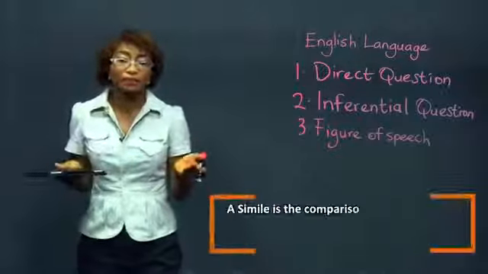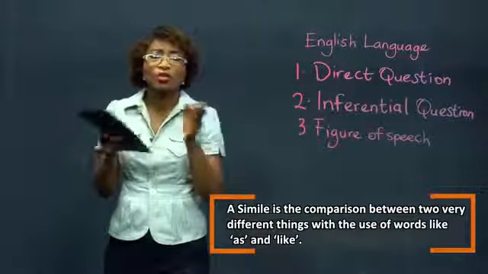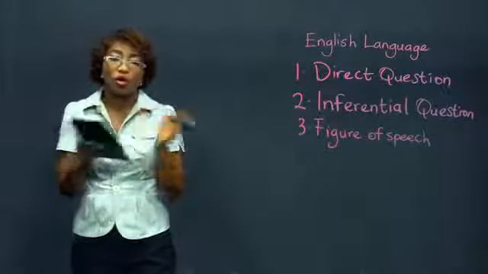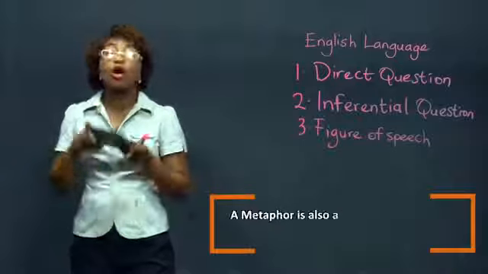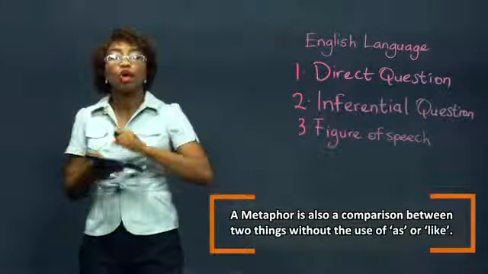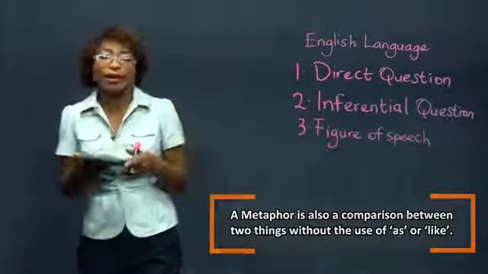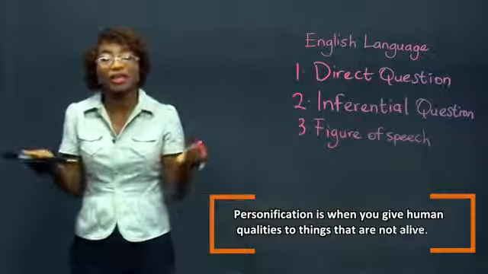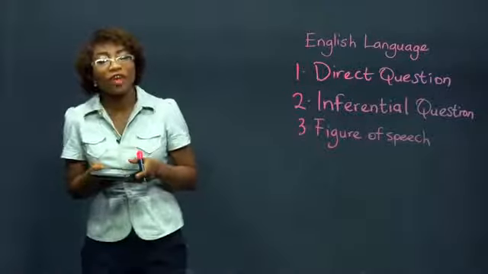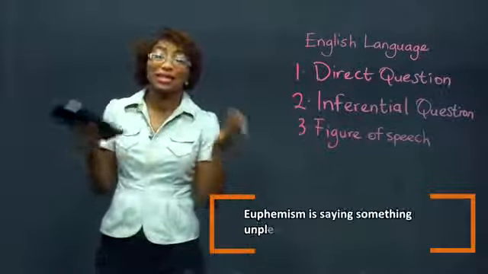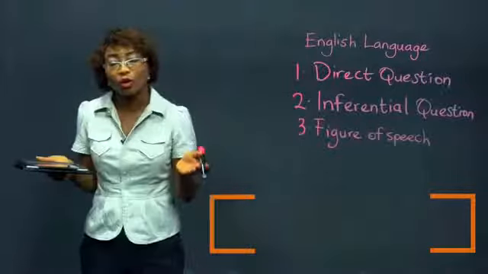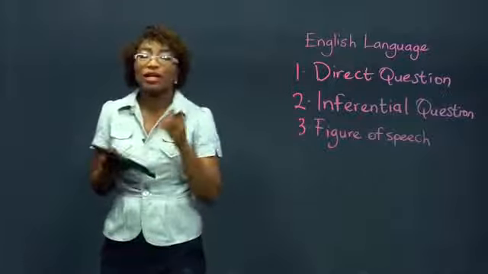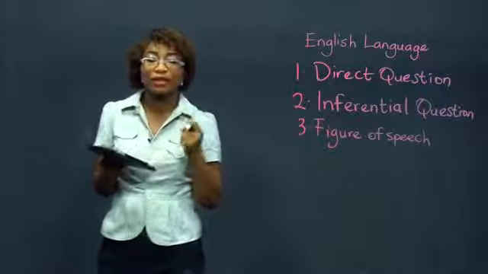Now, a simile is a comparison between 2 things, 2 very different things, but you make your comparison with like or as. Metaphor is also a comparison, but you remove the word as or like. Personification is when you give human qualities to things that are not alive. Euphemism is when you say something unpleasant in a pleasant way. Hyperbole is an exaggeration. I will give you examples of all of these figures of speech taken from passages.